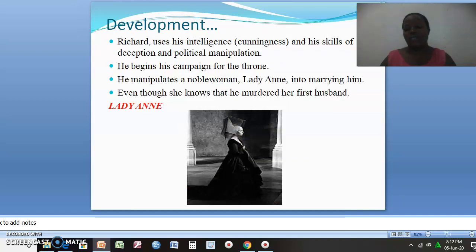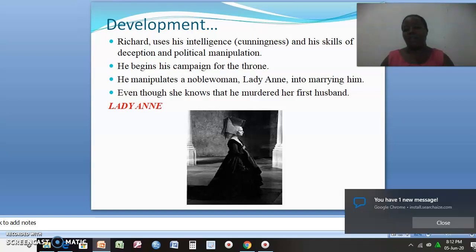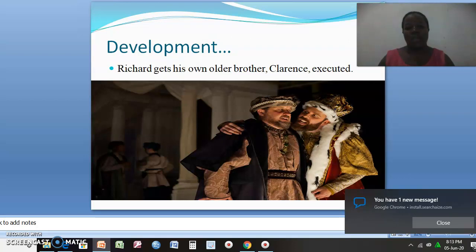Richard uses his intelligence, but since he's a traitor, a villain, I wouldn't want to call it so, his cunningness and his skills of deception and political manipulation, and he begins to campaign for the throne. He manipulates a noblewoman, Lady Anne, into marrying him. Remember, Lady Anne is a widow, and yet we know that the husband was killed by the same person. So even when she knows that her husband was killed by Richard III, she goes ahead to marry him. Why not? Richard is manipulative and he has the power of language, so his language cannot be withstood by anyone, including his audience.